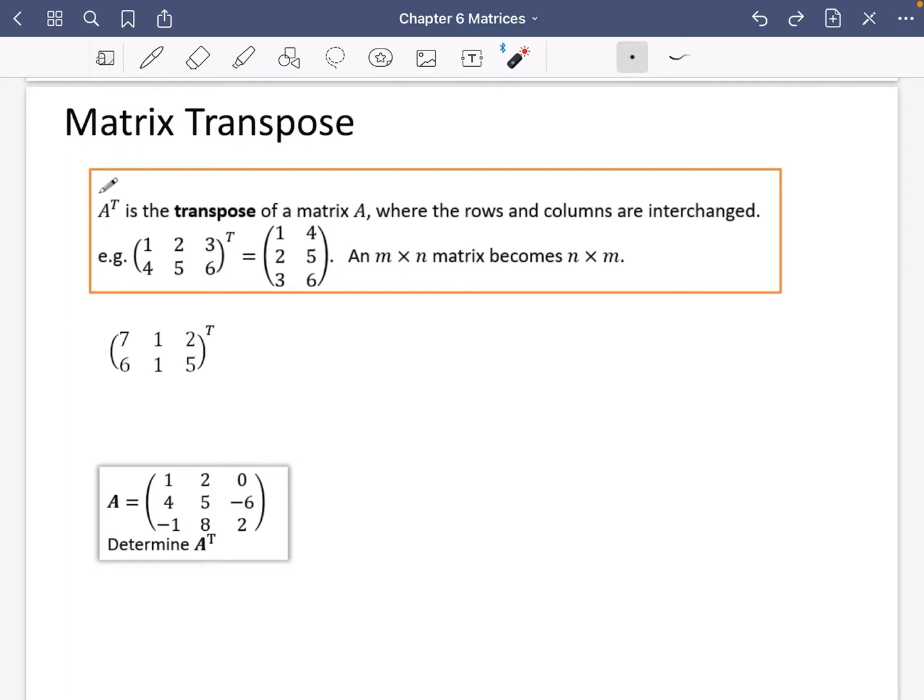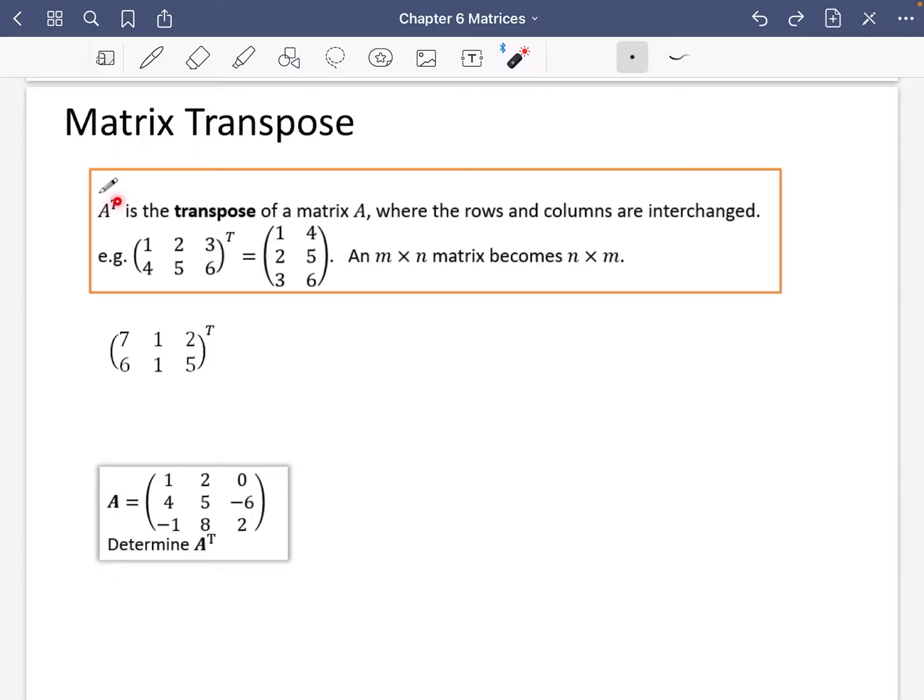Okay, so we've learned how to find the inverse of a 2 by 2 matrix, but we're now going to figure out how to find the inverse of a 3 by 3 matrix. And in order to do that, we need to know something about the matrix transpose. This is just to build up to help us find the inverse of a 3 by 3.